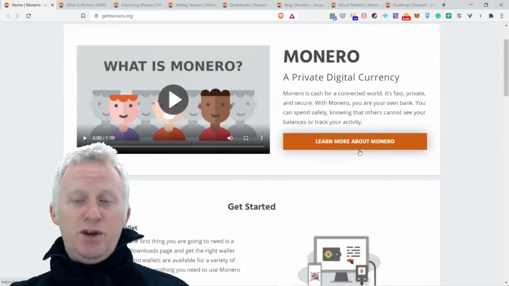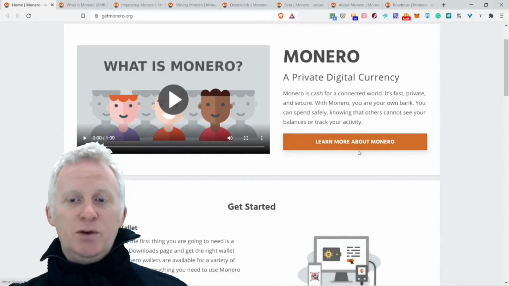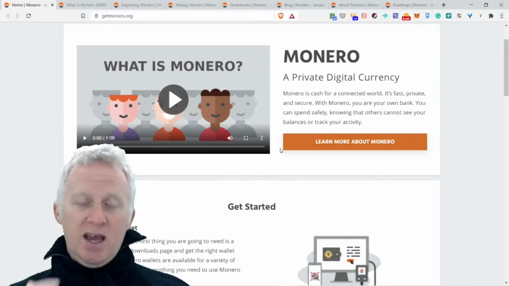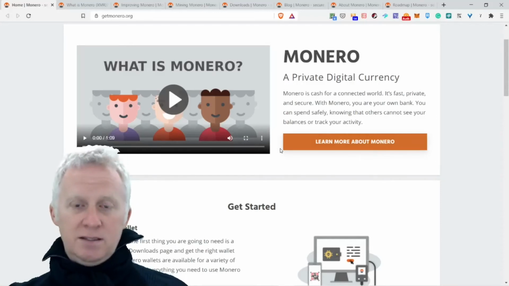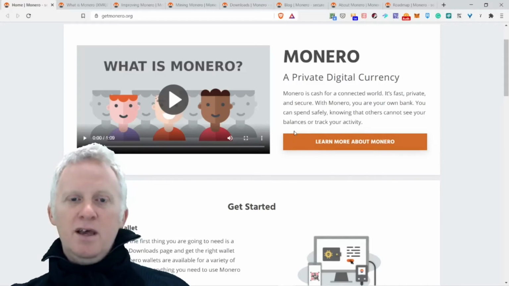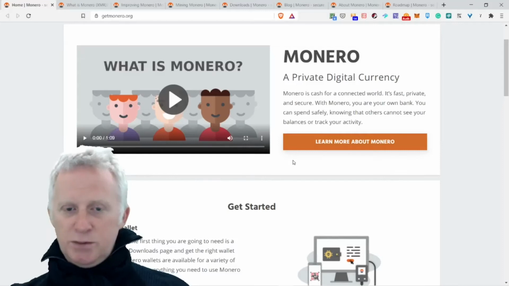Monero is cash for the kinetic world. It's fast, private and secure. With Monero, you are your own bank. You can spend safely knowing that others cannot see your balance or track your activity. And this is really cool, I think, especially in a world where we have scrutiny from the government, and you can lose everything that you worked hard for. But Monero provides you a level of privacy against governments and central banks and stuff like that.